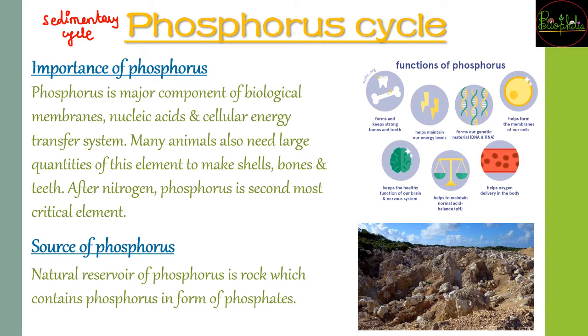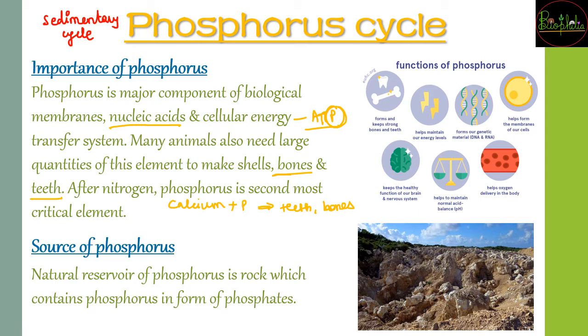So what is the importance of phosphorus? It is going to be a major component of the biological membranes. It is going to be a part of nucleic acids and the cellular energy transfer system, that is nothing but your ATP. So the P in ATP is nothing but phosphorus. Animals are going to need a lot of phosphorus because even in the bones and teeth, along with calcium, you are going to need phosphorus. So calcium and phosphorus are going to make your teeth and bones stronger.